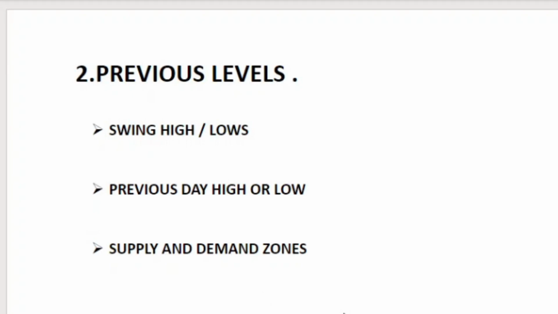The second type of resistance and support levels are previous levels. This is before the market opening. Previous levels: swing high lows, previous day high or low, supply and demand zones. Let us see in the chart.